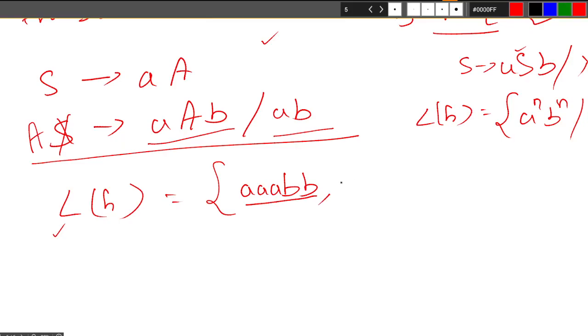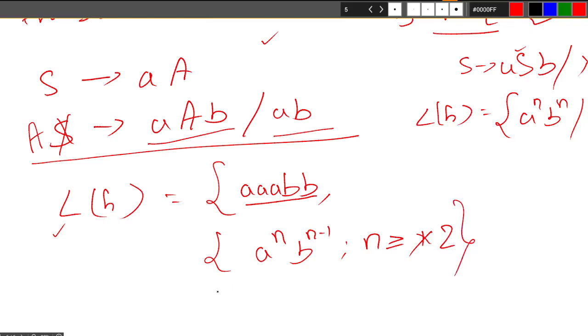Sir, A power n, B power n minus 1. Okay, you are saying A to the power n, B to the power n minus 1, where n is, what is n? Greater than or equal to 1. Wait, no. It can be 2.